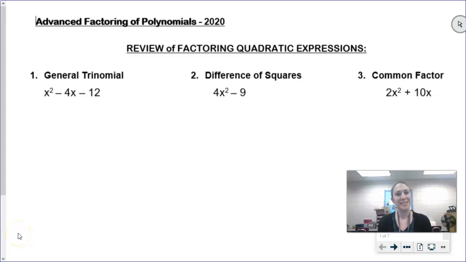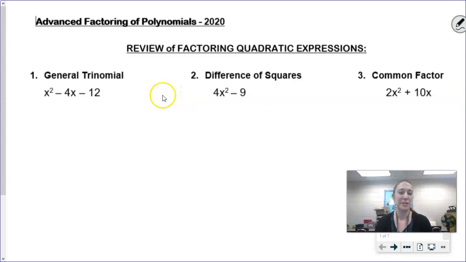Hey guys, this lesson is a continuation of our factoring. This is called advanced factoring, which I know is kind of synonymous with hard or difficult. It's not necessarily more difficult, but you will notice in a minute that our factoring flowchart grew. There's some other types of factoring that we have to discuss. So I enjoy factoring. I know not everyone does.